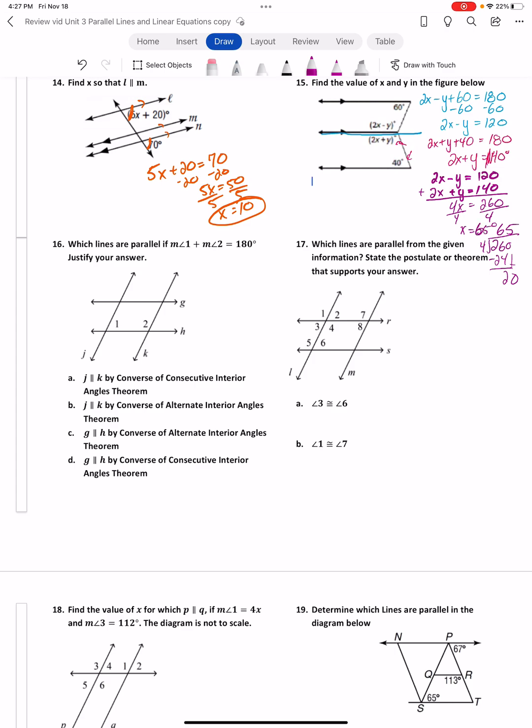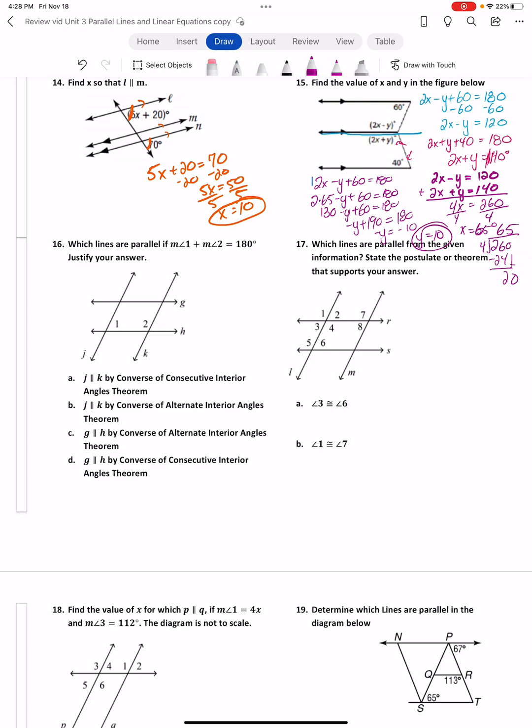If I know x is equal to 65, and I know 2x minus y plus 60 is equal to 180, then 2 times 65 minus y plus 60 is equal to 180. 130 minus y plus 60 is equal to 180. 190 minus y is equal to 180. Negative y is equal to negative 10.